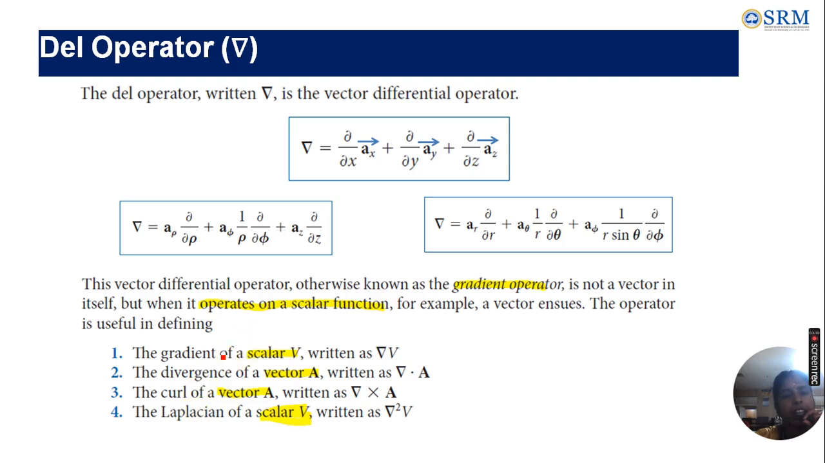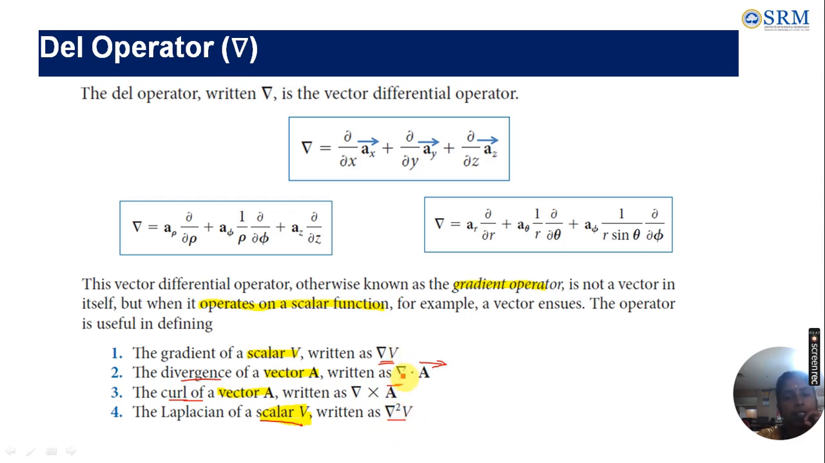One is the gradient that we perform on a scalar field, so we write it as del V. Divergence we perform on a vector field, so it is del dot A vector, a dot product. Curl is also operated on a vector field, so it is del cross A vector. Whereas the Laplacian we operate on a scalar field, so it is a double derivative, del square V. Del V is a gradient, whereas del square V is a Laplacian.